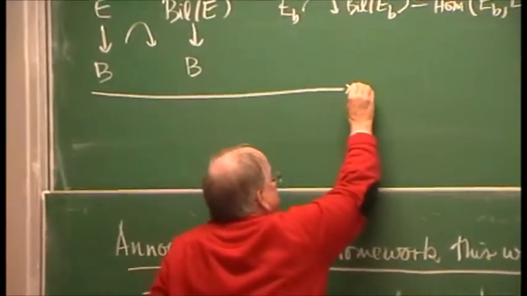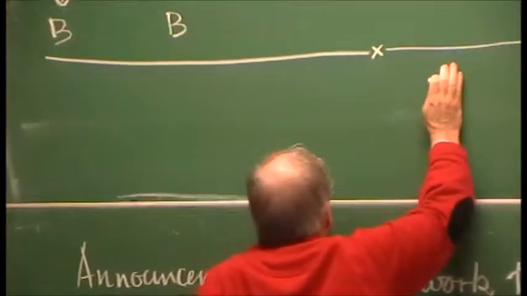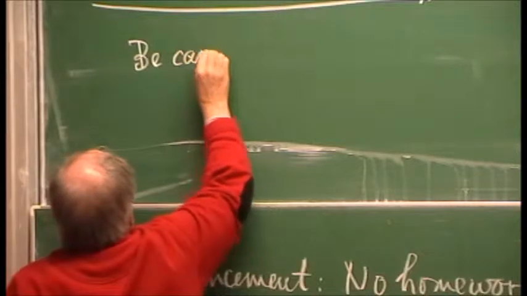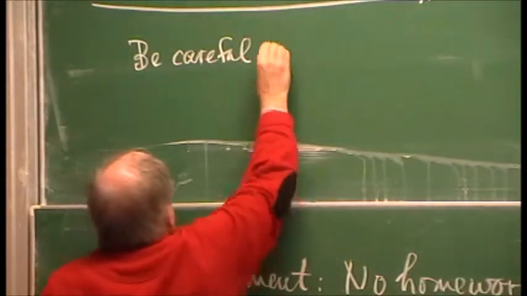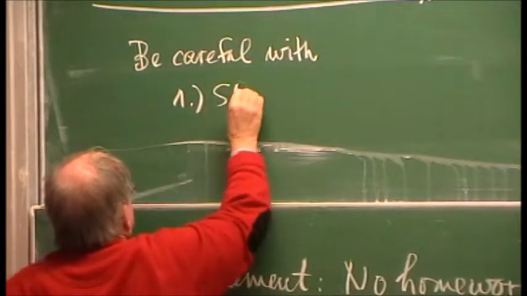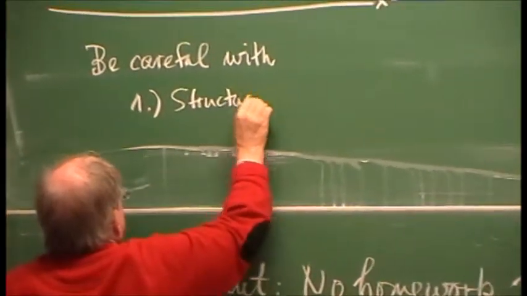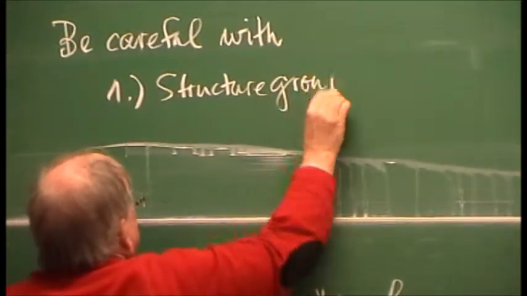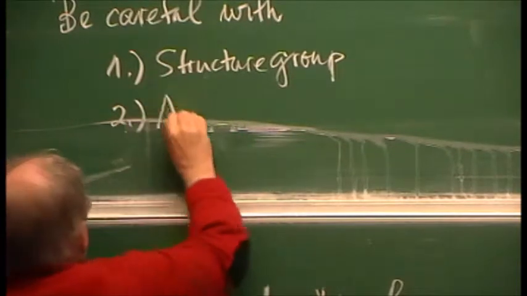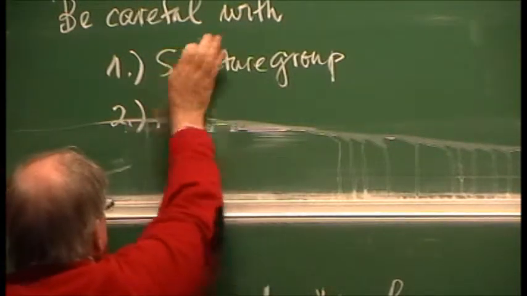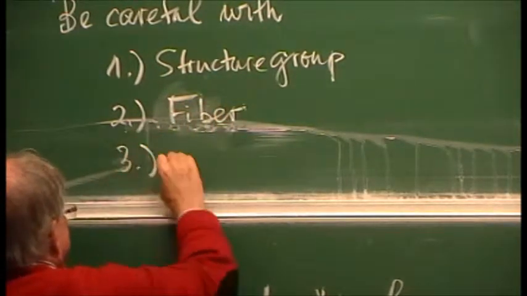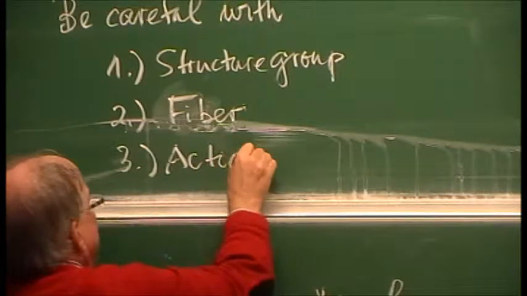You have associated bundles, and this is a completely formal thing until you are a little bit careful. Because here we were just talking about some formal replacement, so let's be a little bit careful. Be careful with many things. I would say one, structure group. Two, the action of the structure group on the fiber. And three, the action of the structure group on the fiber.